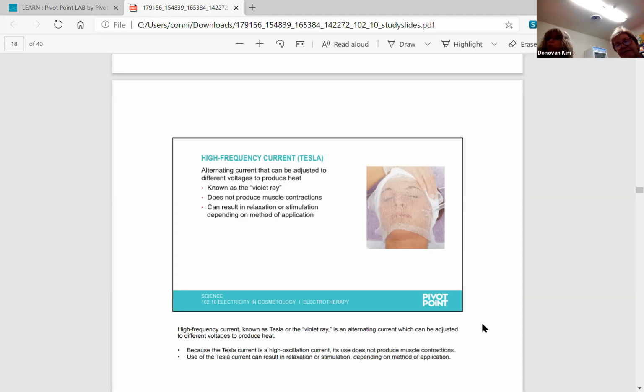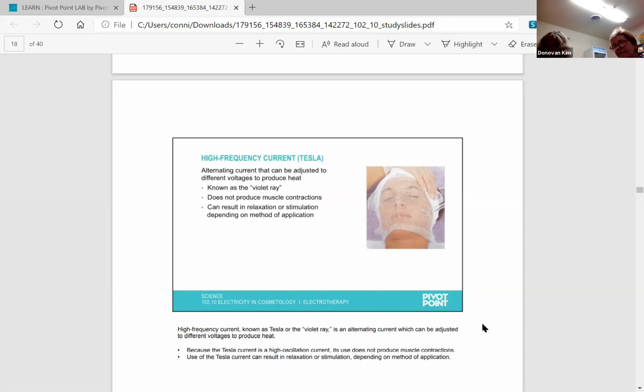But what you need to know about microcurrent, if it's on a test, is that it is a weakened form of electricity that can go through there. Tesla's yours. All right, so you've heard of Tesla cars, right? Tesla actually invented this too. That's why it's called the high frequency or Tesla current. Its other name is known as the purple or the violet ray. Not to be confused with ultraviolet.